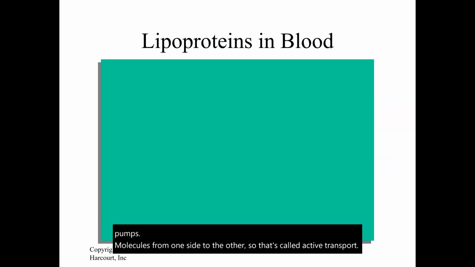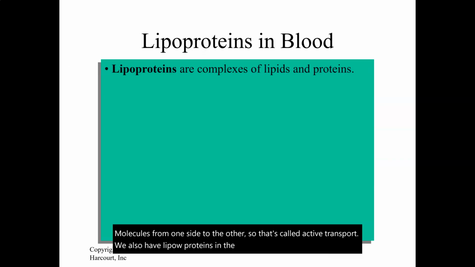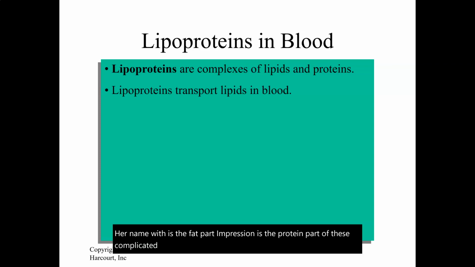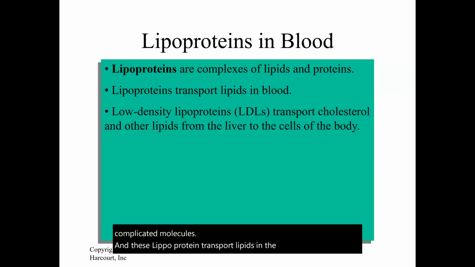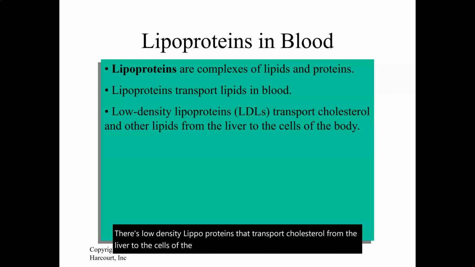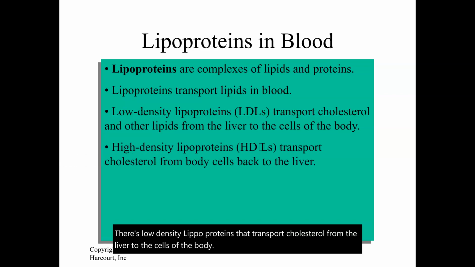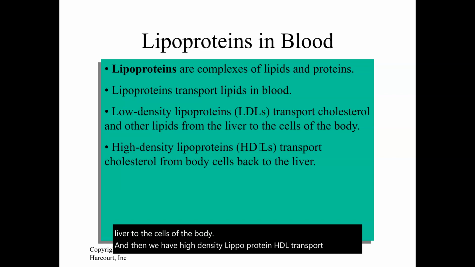We also have lipoproteins in the blood, and these are called complexes of lipids and proteins. The name lipo is the fat part, and protein is the protein part of these complicated molecules. And these lipoproteins transport lipids in the blood, and you've heard about these. You've heard of cholesterol in your blood. There's low-density lipoproteins that transport cholesterol from the liver to the cells of the body. And then we have high-density lipoproteins, HDLs, that transport cholesterol from the body cells back to the liver.